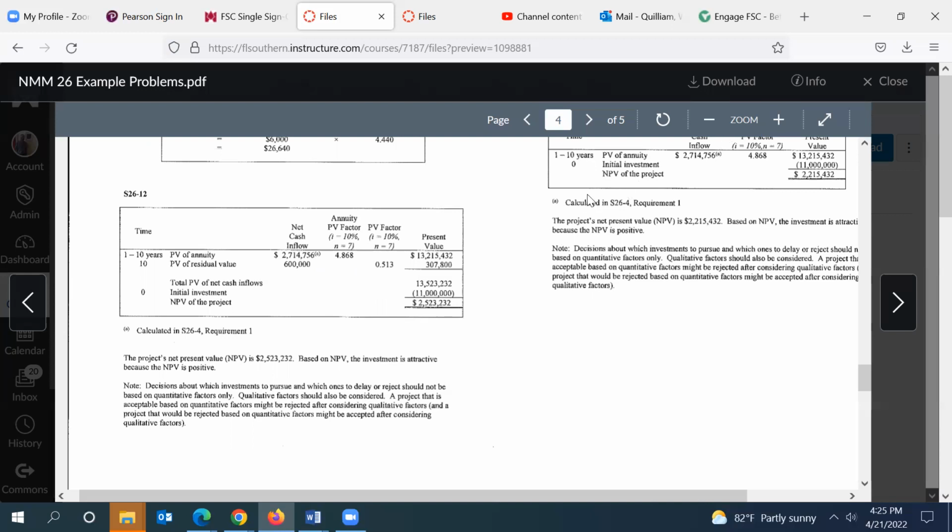Let's see, can you see that okay up there on the screen? Let me enlarge that a bit.